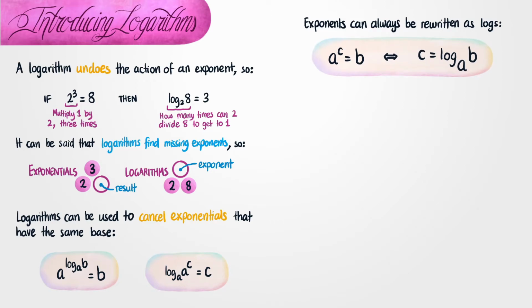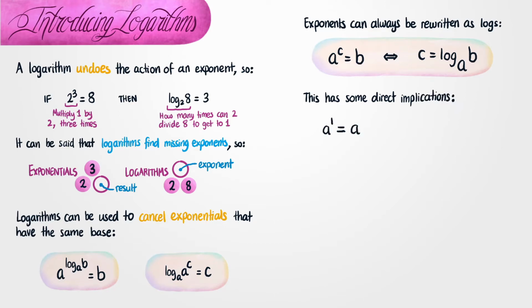So the idea is that anytime you write a to the power of c is equal to b, you can always rewrite this as c equals the log base a of b. These two expressions are completely equivalent. Now, given this information, this has some direct implications. So let's look at some particular examples first.